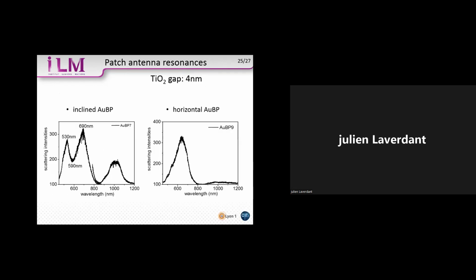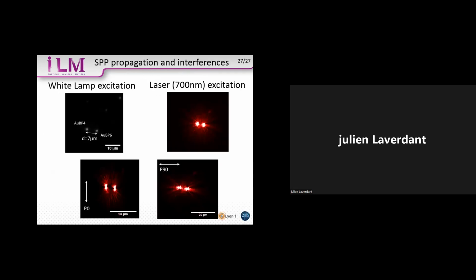We'll skip a bit because it's a bit complex for you. What is interesting is this one. It's my last slide. It is how you can achieve this conversion of the light. So here on the first image, you have a white lamp excitation. So you observe that you have two bipyramids here. It's just in scattering. You see two bipyramids. They are separated by a small distance, 7 micron.